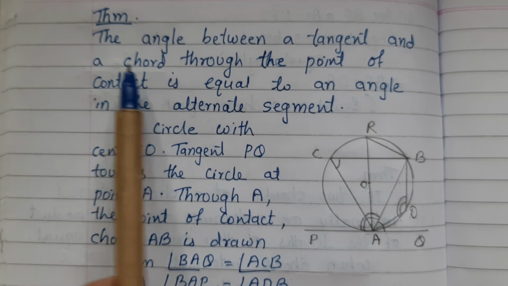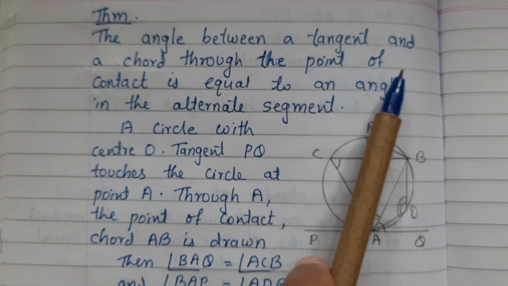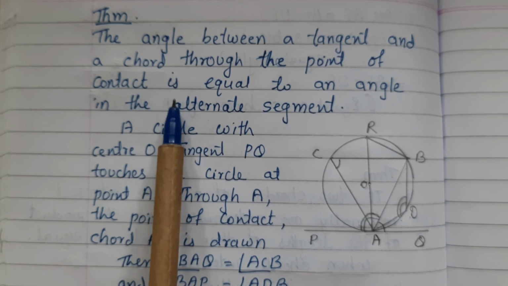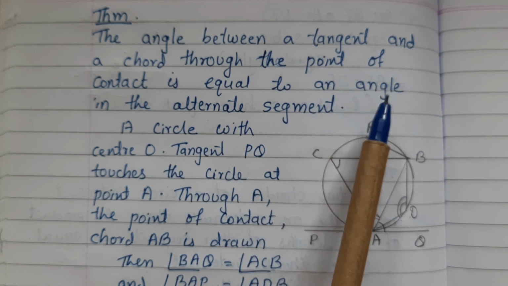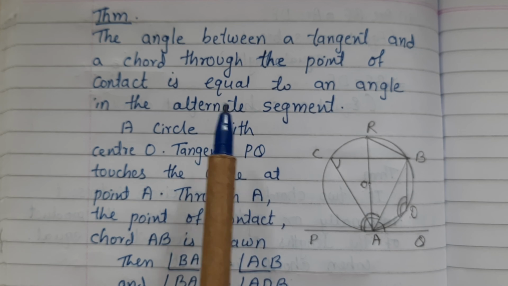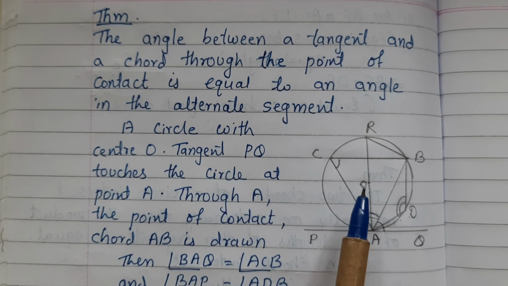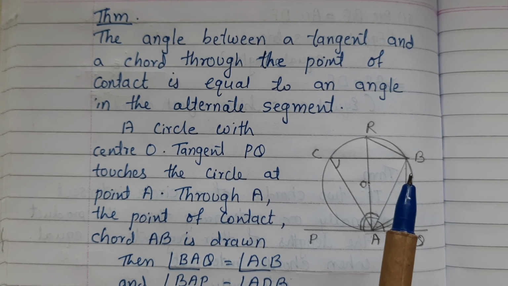Theorem: the angle between a tangent and a chord through the point of contact is equal to an angle in the alternate segment. Take an example: a circle with center O. Tangent PQ touches the circle at point A. Through A, the point of contact, chord AB is drawn.